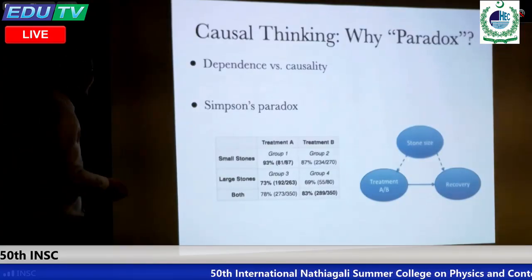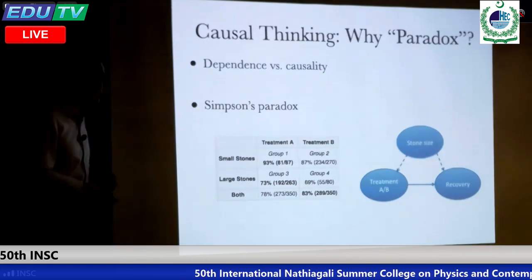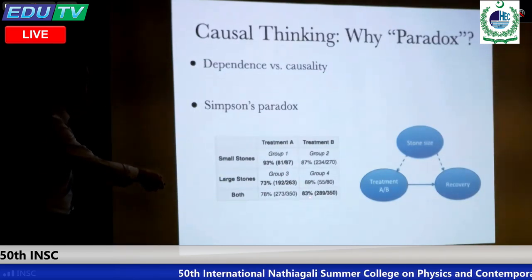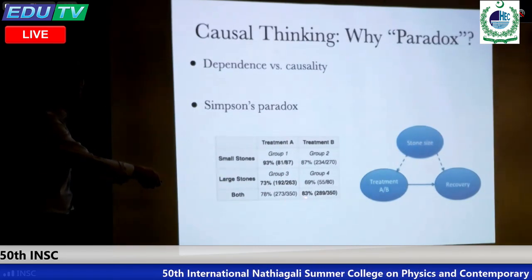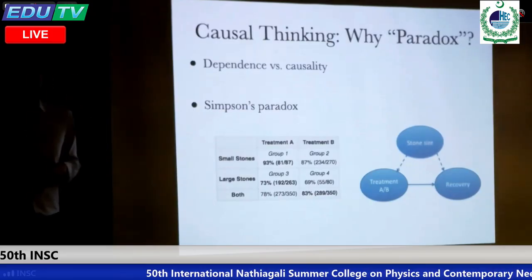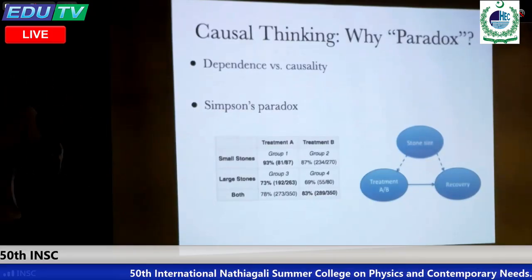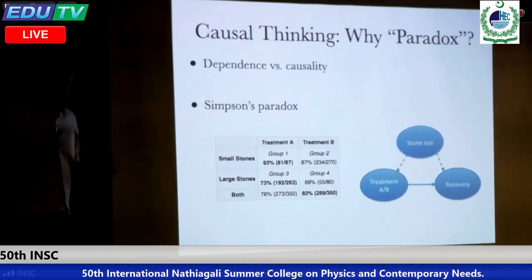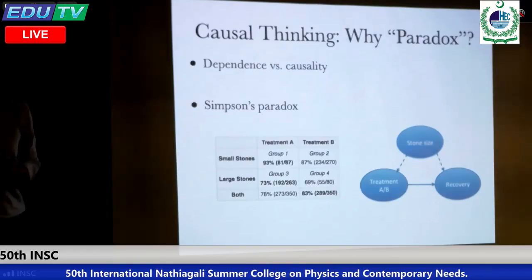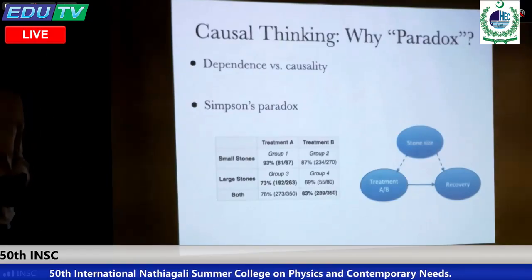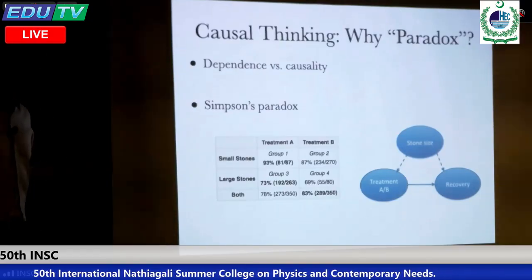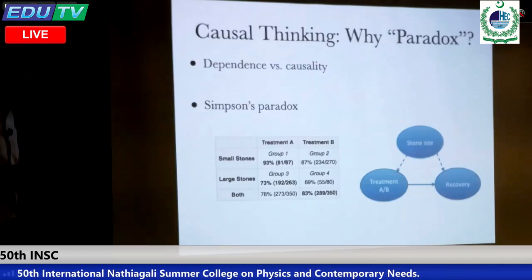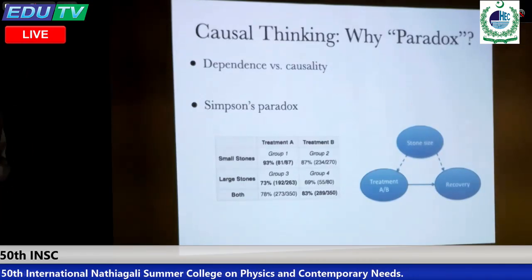However, if you just put the data together, A becomes worse and B is better, as you can see from here. Now, suppose you are a doctor, and suppose you only care about the recovery rate. You just try to maximize the chance of recovery. Now comes a new patient. You have no idea about this patient. You don't know whether the stone is large or small. In this case, would you recommend A or B?